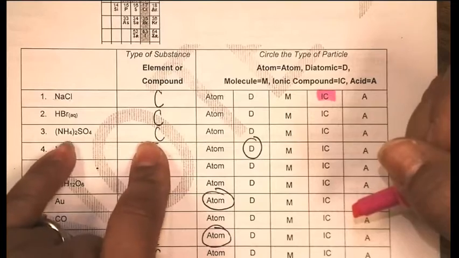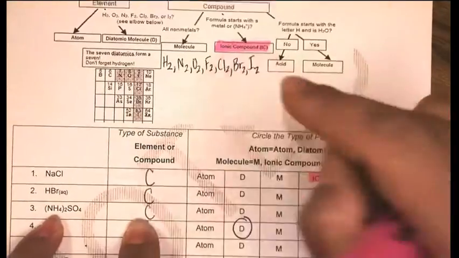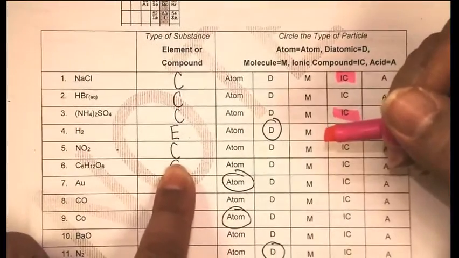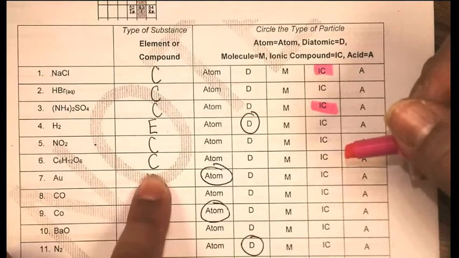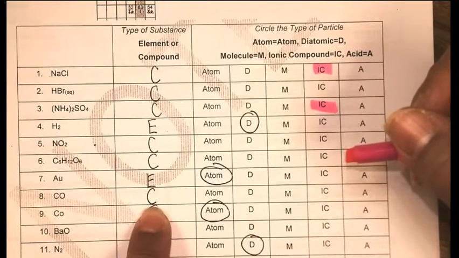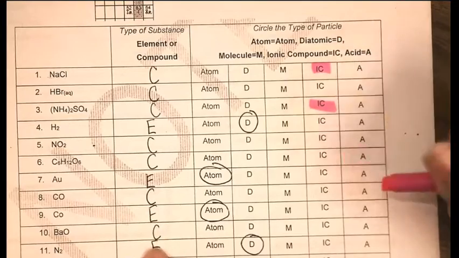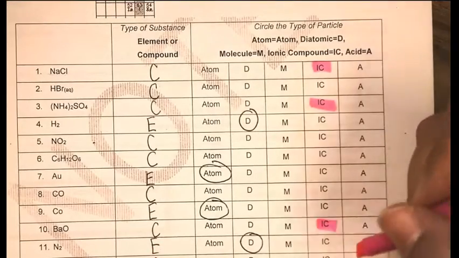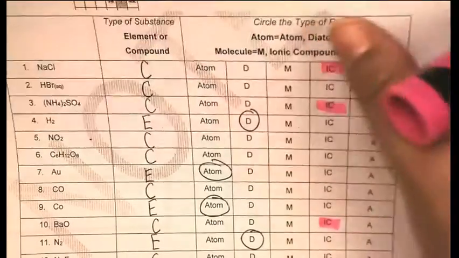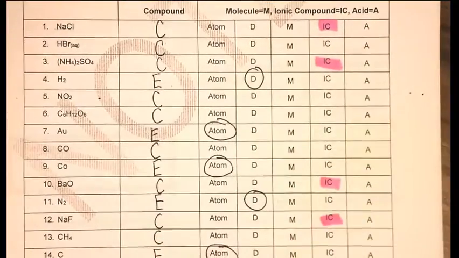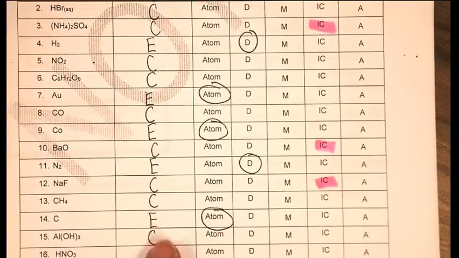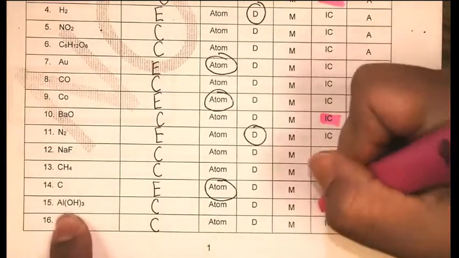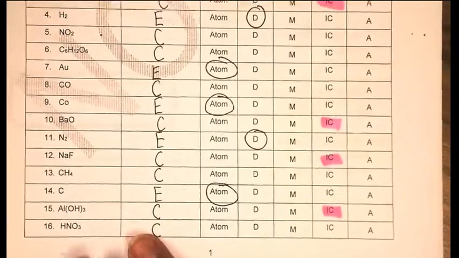This one here, compound, starts with NH4+, so that is an ionic compound. Next one here, not a metal, so it's not an ionic compound. Not a metal, not a metal, so it's not an ionic compound. Here, BaO, Ba is a metal, that's an ionic compound. NaF, Na is a metal, so that is an ionic compound. CH4, not a metal. Down here, compound, Al is a metal, ionic compound. This one doesn't start with a metal.